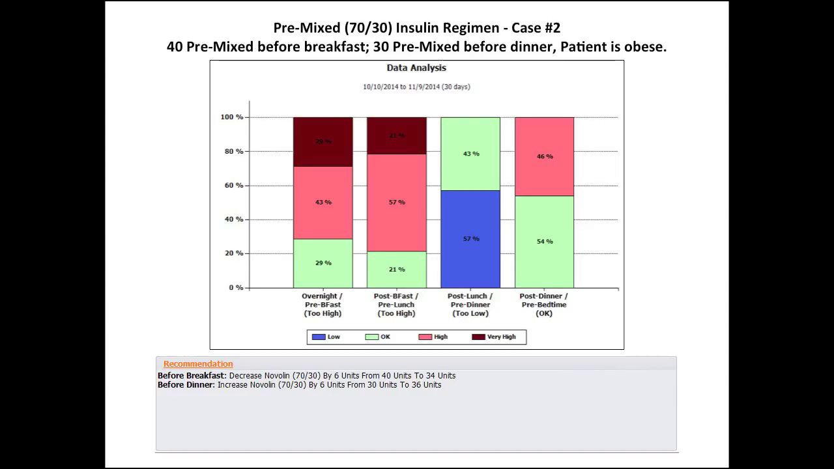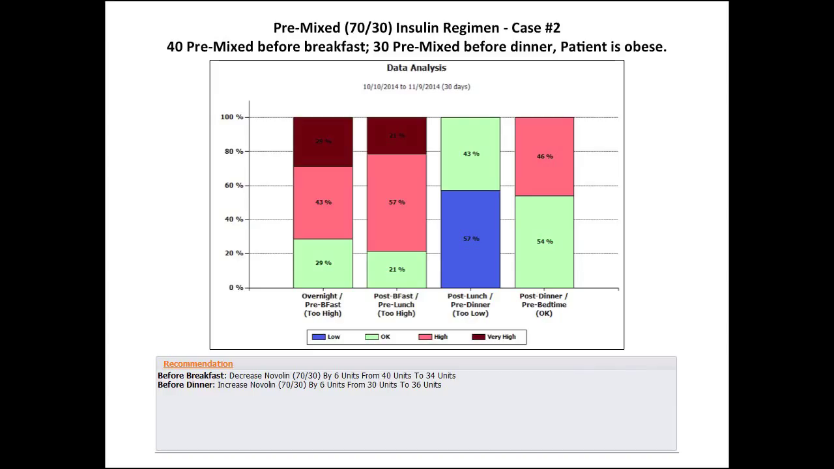All right. Here's the analysis. So, we would decrease the Novolin 70/30 by 6 units from 40 to 34. And here's the teaching point. Even though your post-breakfast is high and you want to increase the component that's fast-acting, you are limited by what's happening before in the afternoon. So you cannot increase this. Any lows drives the whole issue.